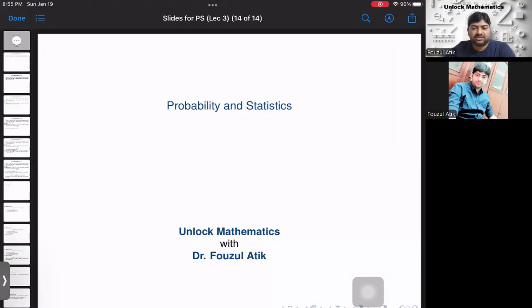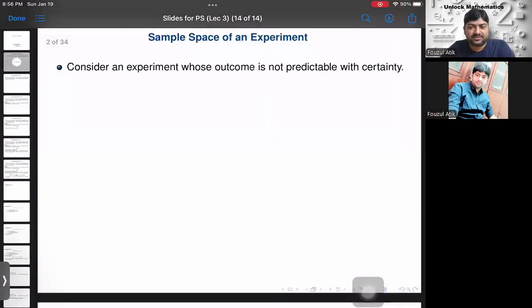In the first two lectures, lecture 1 and lecture 2, we have discussed the basic principle of counting, permutation, combination, and a little bit of related topics with some examples. In today's lecture, we are going to start with the sample space and events that we'll be discussing. Now, consider an experiment whose outcome is not predictable with certainty.